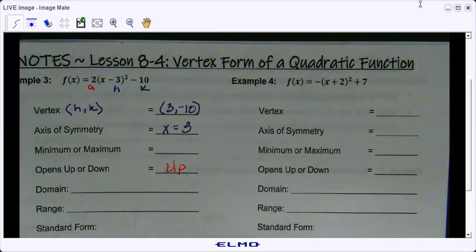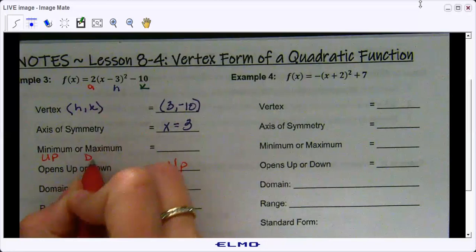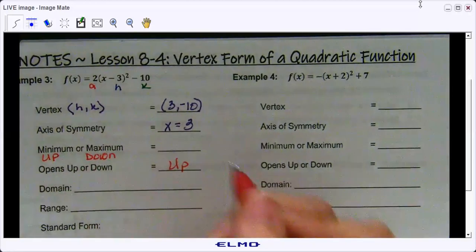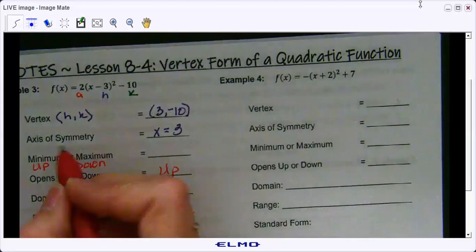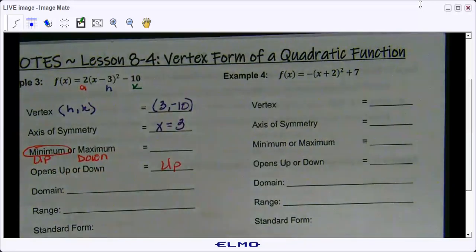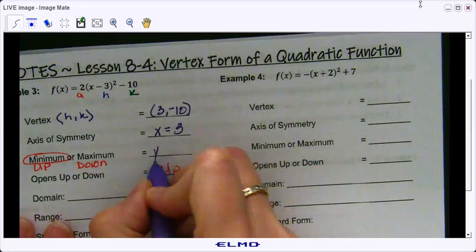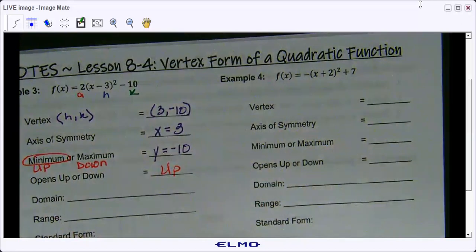It opens up, and my head is the vertex. Yeah, you're going to have a minimum. So your minimum will open up, your maximum will open down. Every time it's positive, it's a minimum, and if it's negative, it's a maximum. So we're going to have a minimum here, and it's going to be y equals -10. And that helps you when you're doing your range.